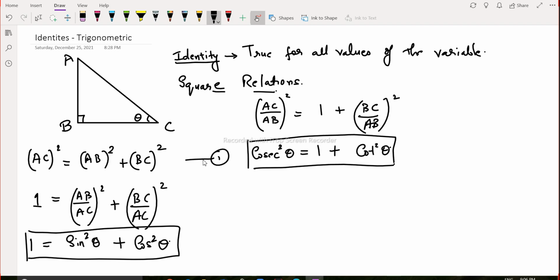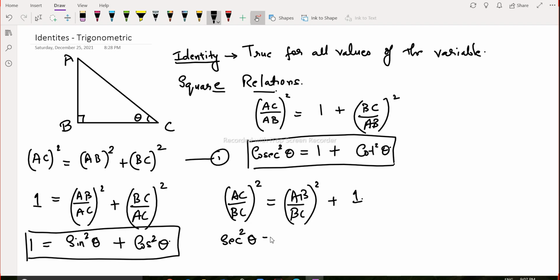The third one: you divide equation 1 by BC square. So what you get is AC upon BC the whole square equal to AB upon BC the whole square plus BC upon BC, which is 1. AC upon BC is hypotenuse upon adjacent, which is sec square, and AB upon BC, AB is opposite, BC is adjacent, so this is tan square plus 1. So these are the three trigonometric identities.